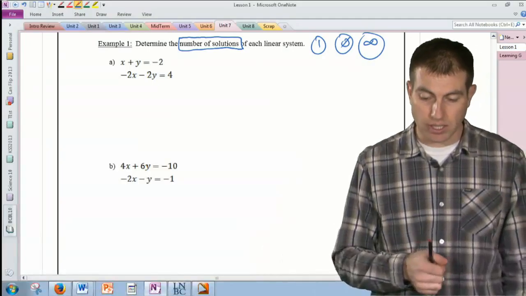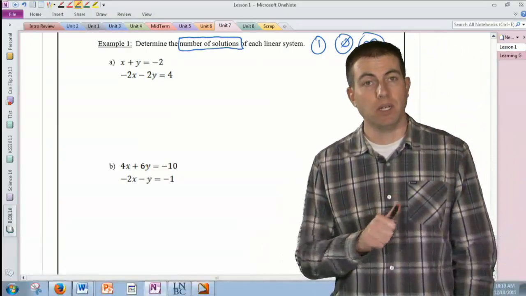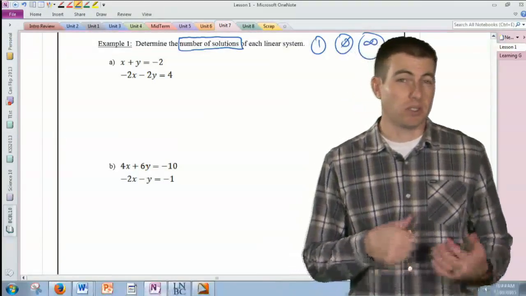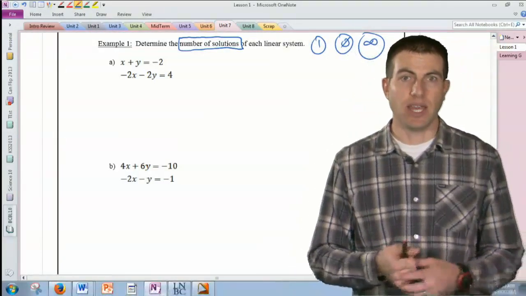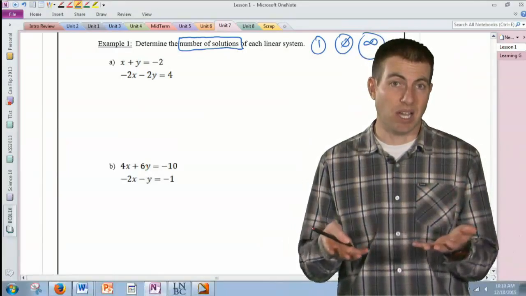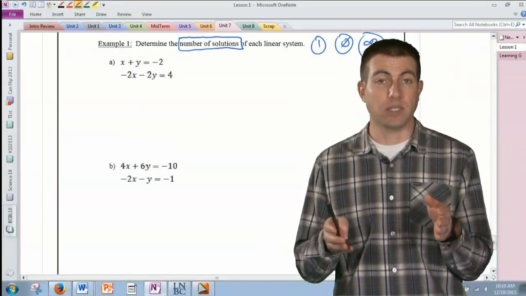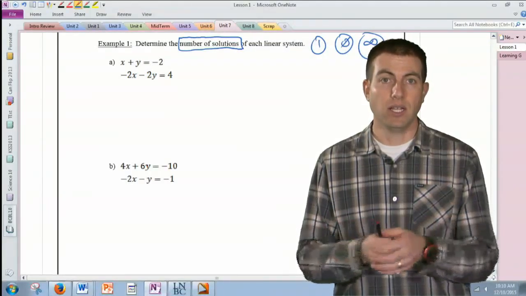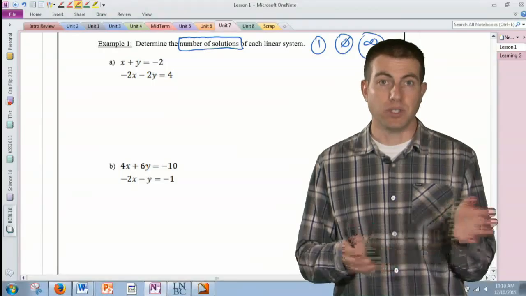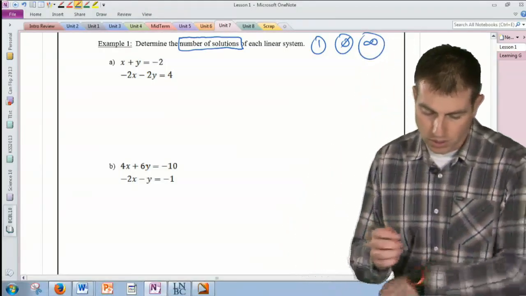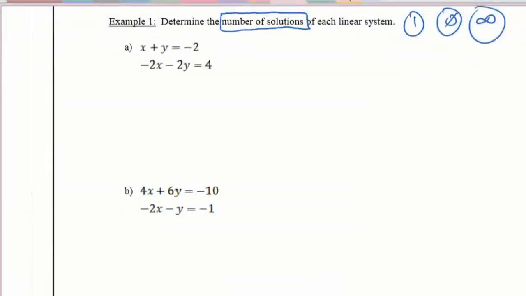So we need to look at our lines and compare them. The easiest way to do that is maybe put them into slope-intercept form, because once I've done that, I can figure out if the slopes are the same and the y-intercepts are the same, they're the same line. If the slopes are the same but the y-intercepts are different, then I have 0 solutions because they're parallel. And if the slopes are different, I'm going to have one solution.